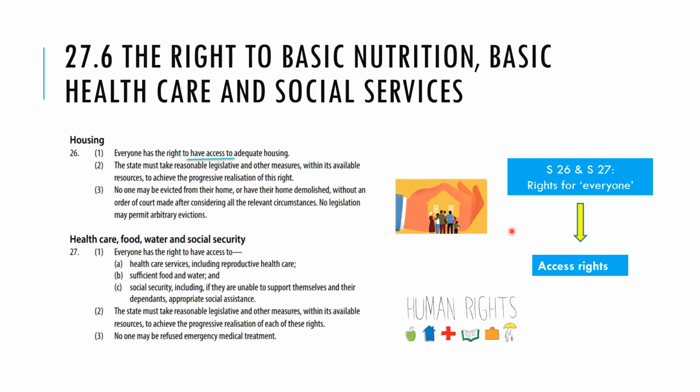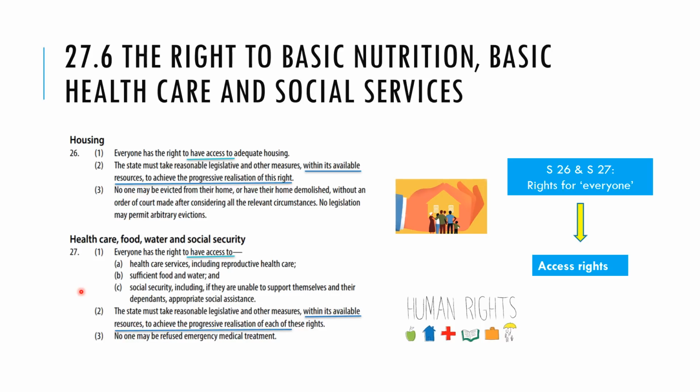Also, these rights are called access rights. Now, what do we mean with this? If you look here in Section 26 and 27, we have the words "have access to" and "have access to." So it's the right to have access to something. It's not an immediate right. And it's also a right that you have within its available resources to achieve progressive realization of this right. You'll see this in both rights.